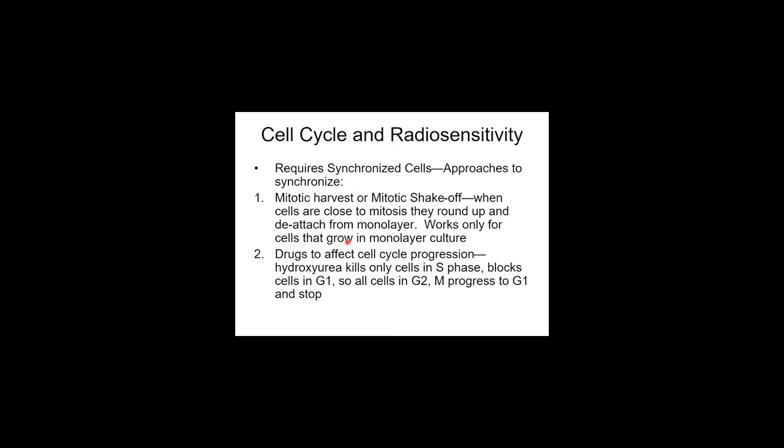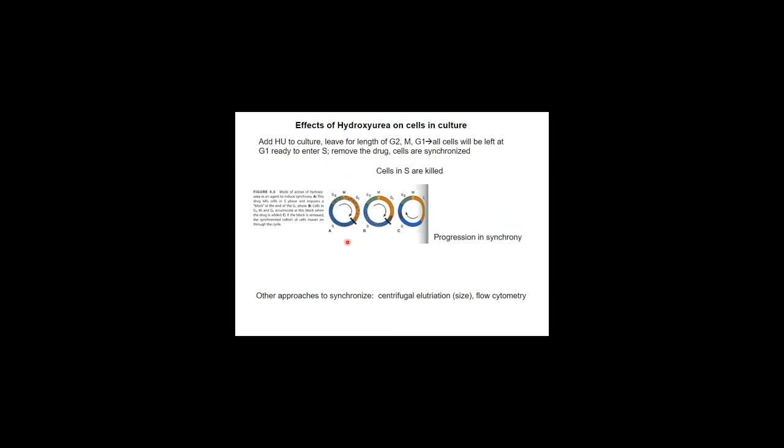A second method that's used, and you need to remember this, is the drug hydroxyurea. Hydroxyurea kills cells in S phase. And it blocks the cells from entering into G1. So all cells get put into G2, M, and they progress through the cell cycle together. Here's what this looks like diagrammatically. Here we have the distribution of all the cells in the cell cycle. We now add the hydroxyurea to the culture.